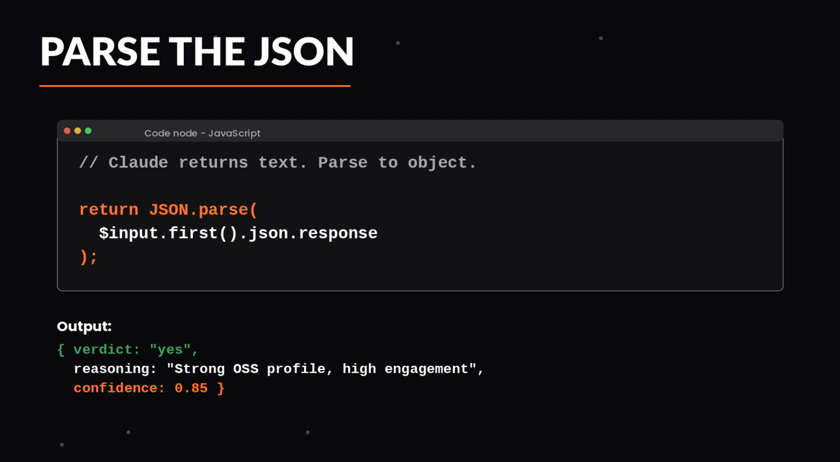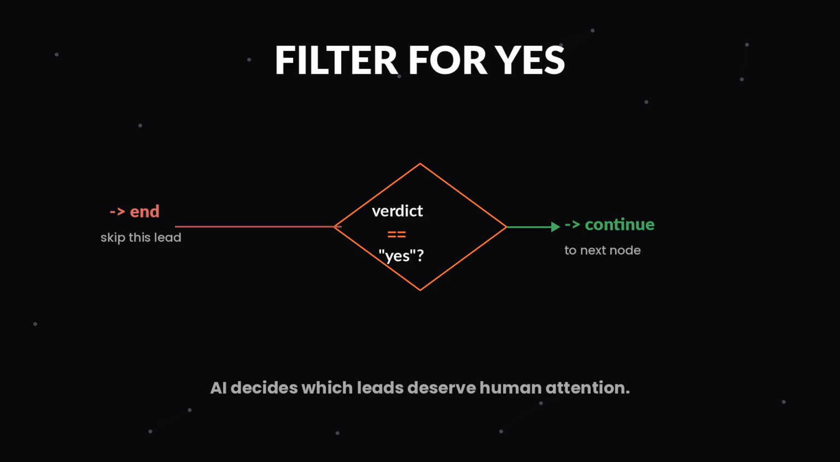We need to convert that text into actual JSON our workflow can use. Add a code node after Claude. Set the language to JavaScript. 1 line. Return the JSON parse $input.first.json.response. That is it. Now the next node sees a clean object. Verdict, reasoning, confidence. 3 fields. Filterable. Actionable. Add an if node.